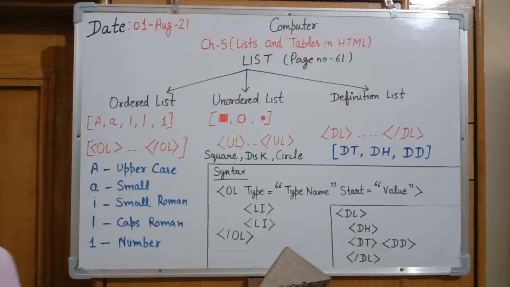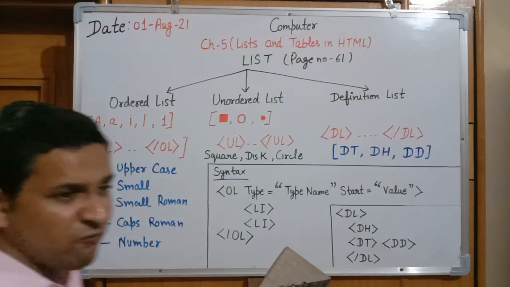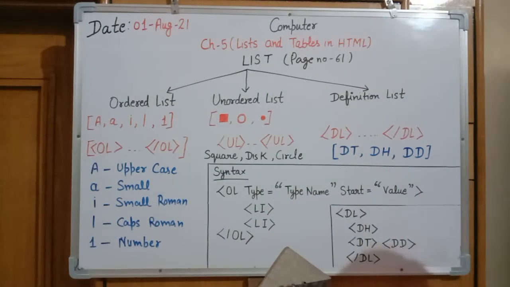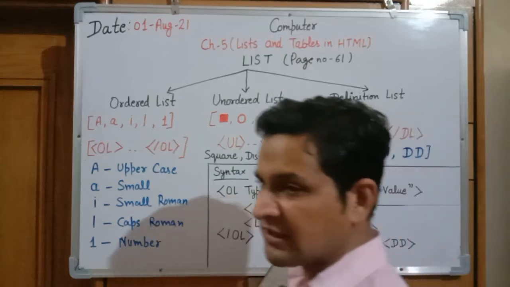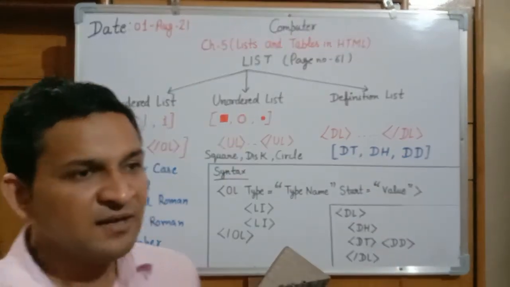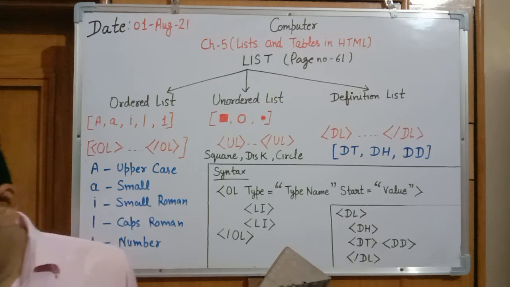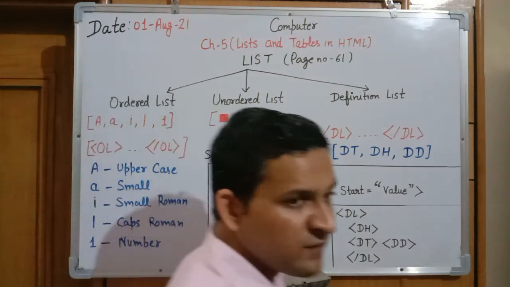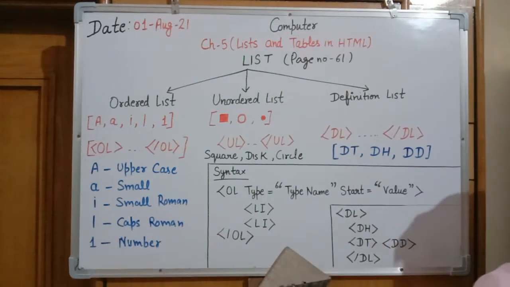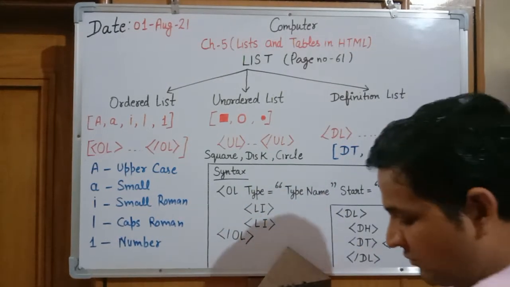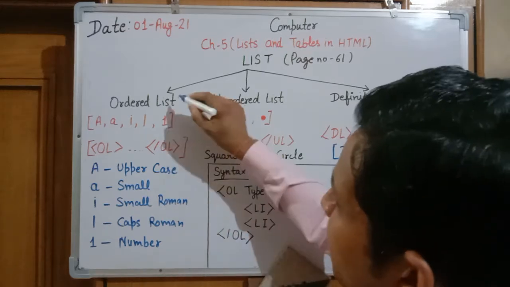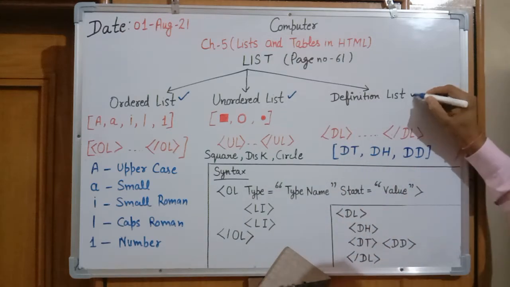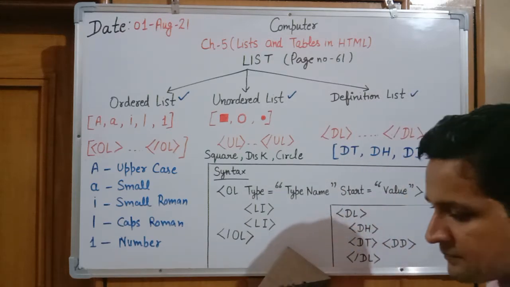What do you mean by list? A group of items that are arranged in a sequence is known as a list. It means a list contains a number of items that are arranged in a sequential order. And HTML provides three types of list when we are doing programming in HTML. First is the ordered list, second is the unordered list, and third is known as the definition list.